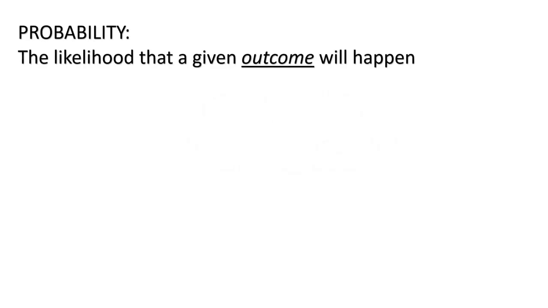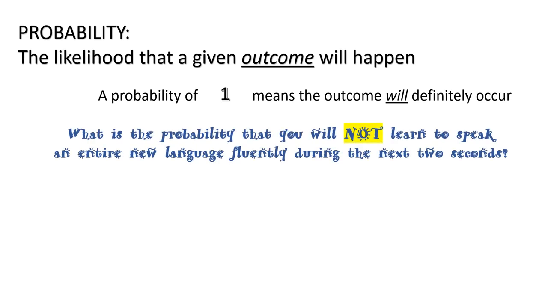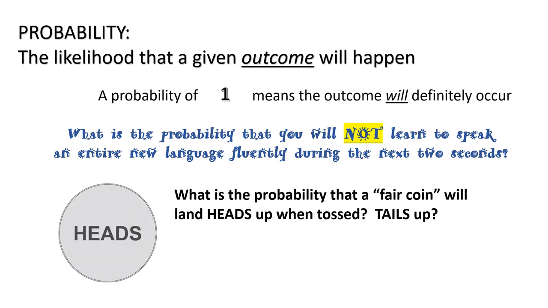The word probability refers to the likelihood that the result of some event will be a given outcome. If the outcome is sure to happen, then the probability is 100%. We often use decimals instead of percentages to describe probabilities, so this is equivalent to saying the probability of a for sure certain event is 1. For example, it's pretty safe to say that it is 100% certain that you will not learn an entire new language fluently during the next 2 seconds.